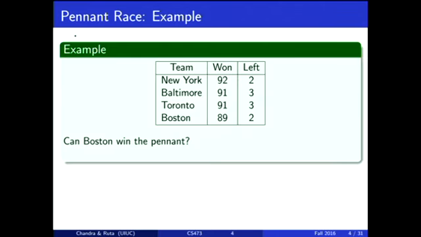Now we're in the postseason of baseball. So already, we know who's playing. The Cubs are hopefully going to the World Series.